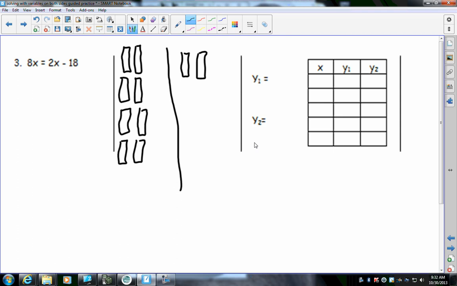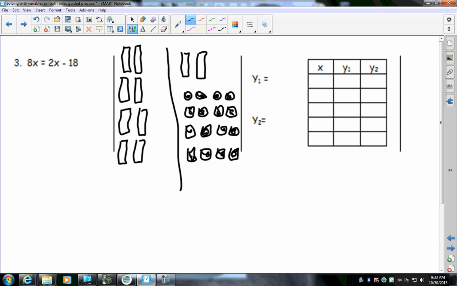All right, 2x. Now, if you can tell already, the reason why eventually we want to get away from tiles is because I don't want to sit here and have to draw 18 negative tiles all the time. 3, 4, 5, 6, 7, 8, 9, 10, 11, 12, my goodness, 13, 14, 15, 16, 17, 18. Okie dokie. All right.